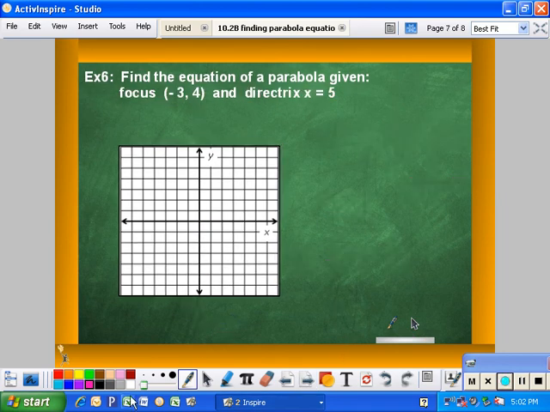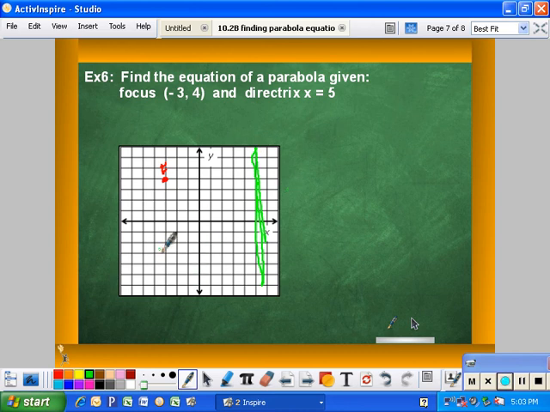Last example, -3, -4 for the focus. We don't have a vertex. We have a focus and a directrix. All right, that means the vertex is in between the two, right? Let's find out where it's at. Let's just graph this and see what we got. Focus, -3 and 4. 1, 2, 3, 4. There we go. That's our focus. And our directrix is going to be a line that is vertical through the 5. 1, 2, 3, 4, 5. I'm going to draw a line that's vertical here. All right, pretend that's straight.